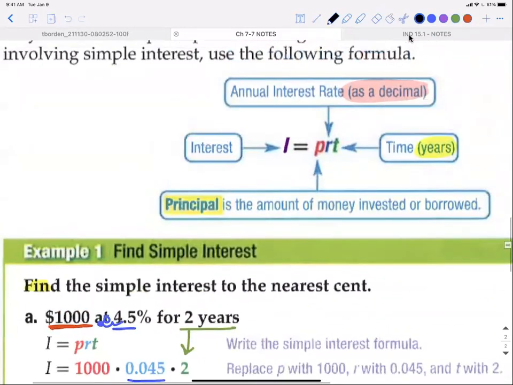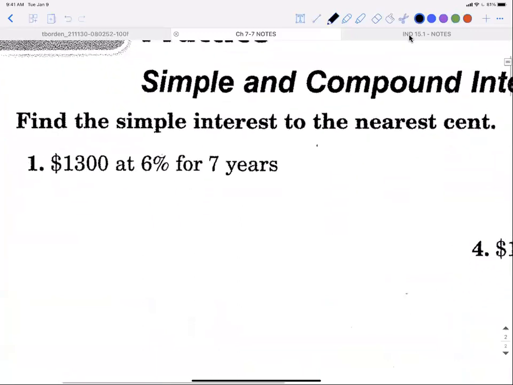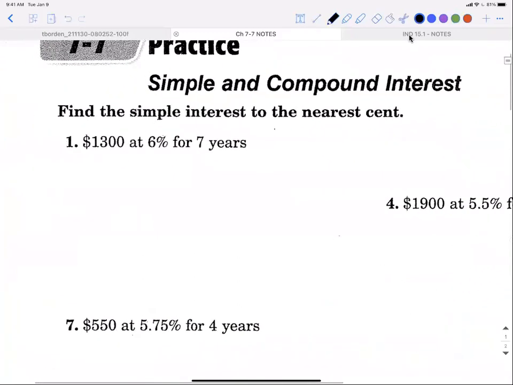So we'll do a couple. Now flip over to the other side. We're going to do these. We're just going to do 2 examples here. We're not going to do number 7.